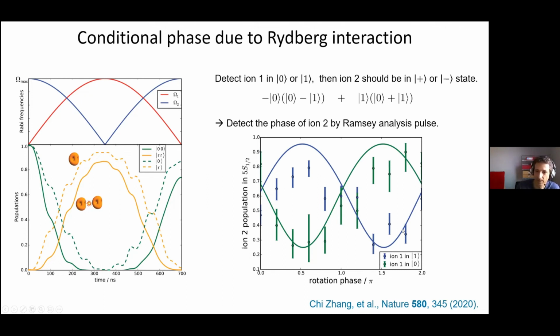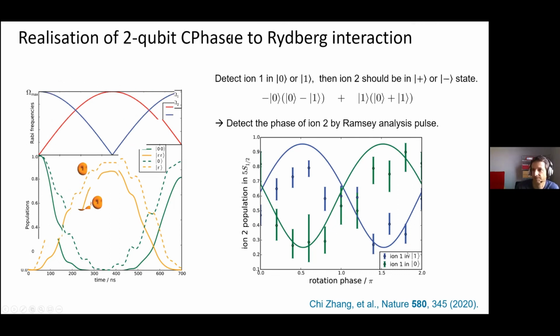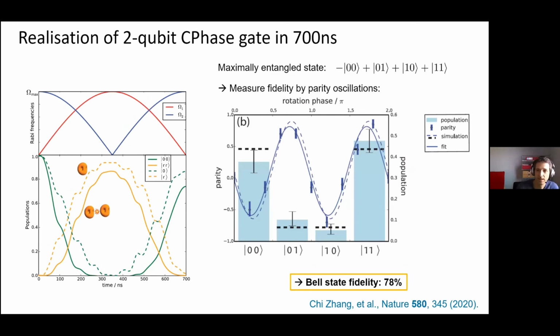And this we can detect by detecting the phase with a Ramsey analysis sequence. Depending on the state of the first ion, we have either one phase or the other phase on the second ion. We can also analyze the fidelity of this maximally entangled state that we generate. If we start in the equal superposition of 0 plus 1 with both ions, we get this maximally entangled state.